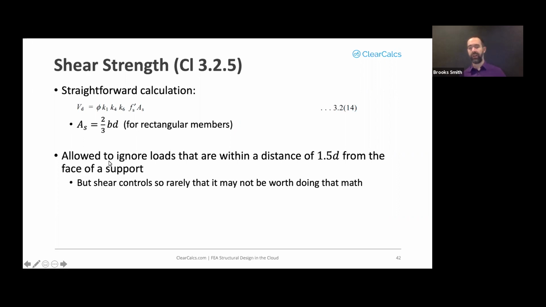You are allowed to ignore loads when considering shear that are within a distance of 1.5 times the depth of the face of a support, but it's really rare for shear to actually control a design in timber. So the standard gives you this thing you can take advantage of, but it's going to matter so rarely that I advise generally to just not bother with it. If you happen to find that shear controls, then maybe go back and consider it, but you can generally just ignore this clause and just straight calculate shear from the top formula there.